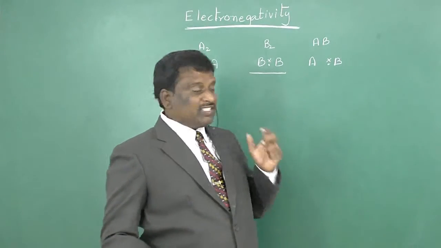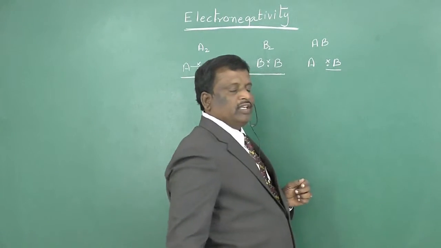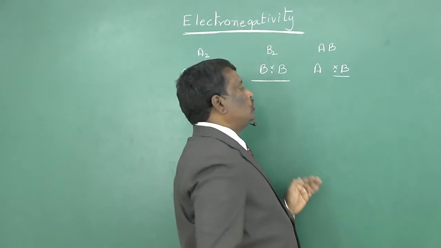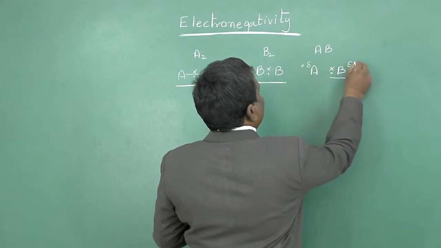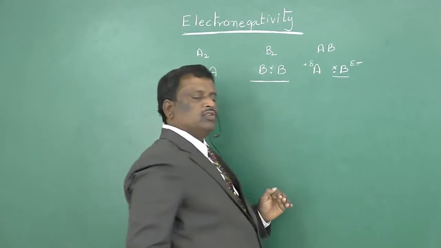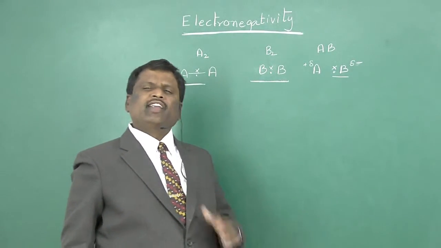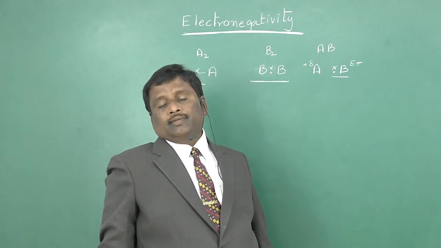In such cases, the element which has more electronegativity has an edge, and the bonding pair of electrons will move towards this atom. The other atom will have a partial positive charge, and the highly electronegative element will have a partial negative charge. Such bonds we call polar covalent bonds. We have a detailed discussion regarding these bonds in chemical bonding.